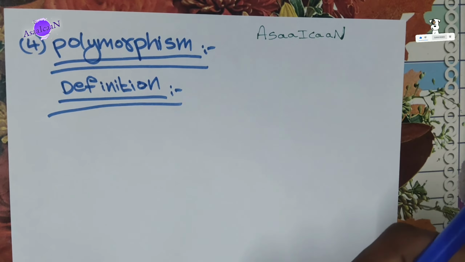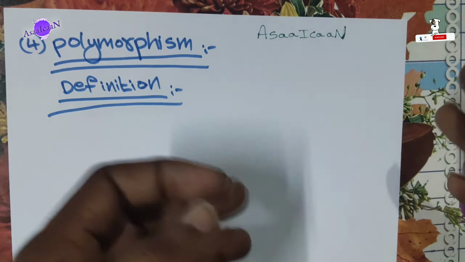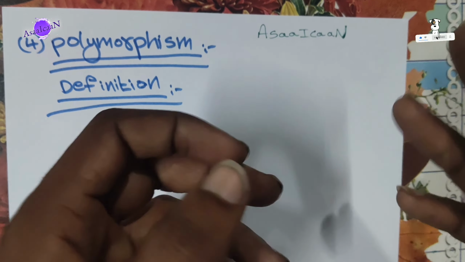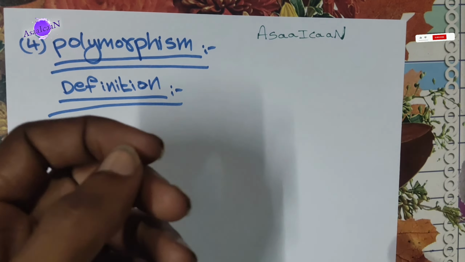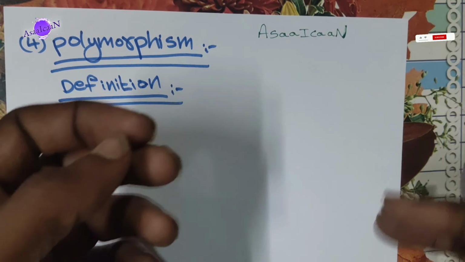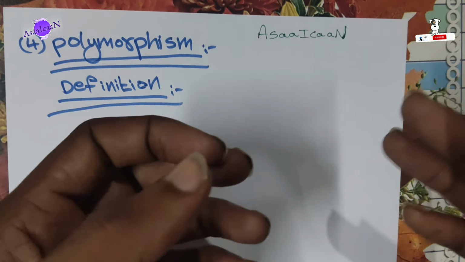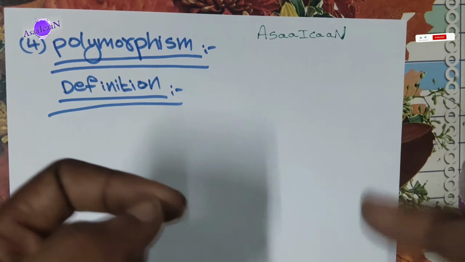So polymorphism. This is the fourth principle of OOP. What is polymorphism? It means many forms in OOP. It allows different objects to perform the same action in different ways using a common interface or method.